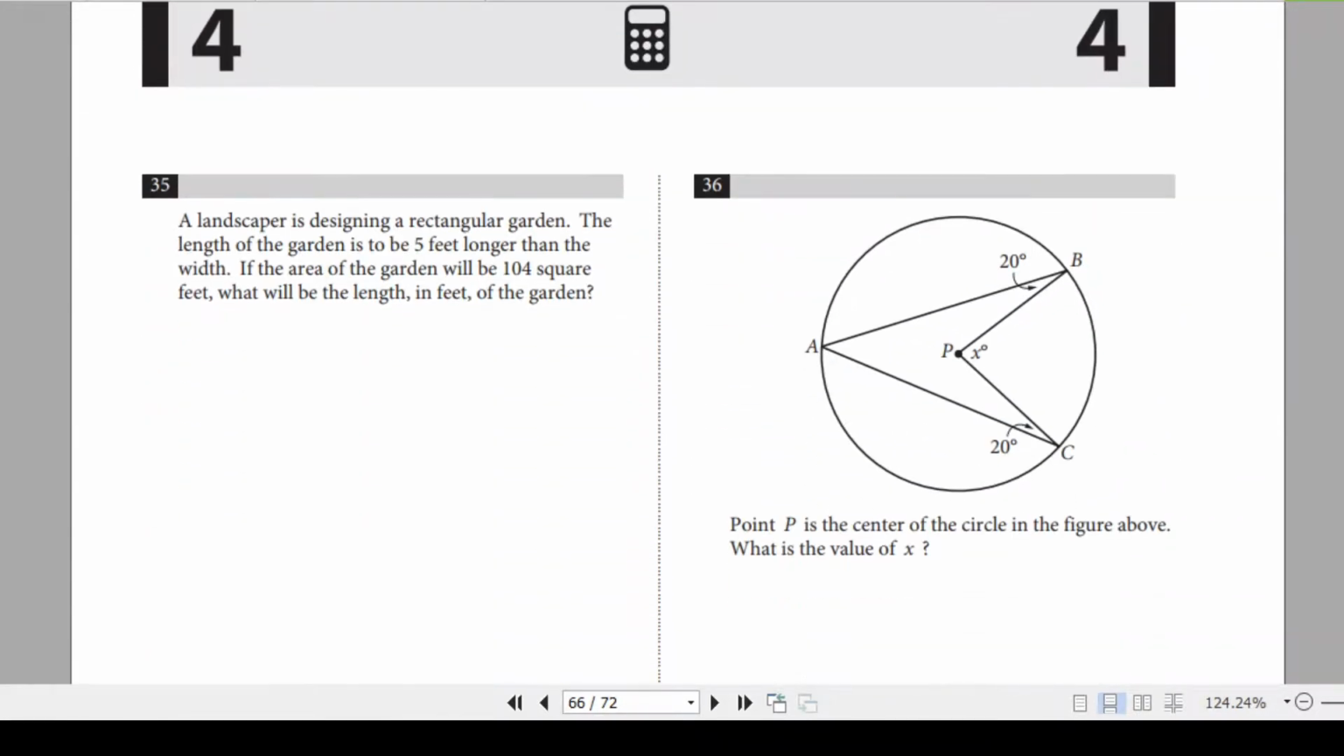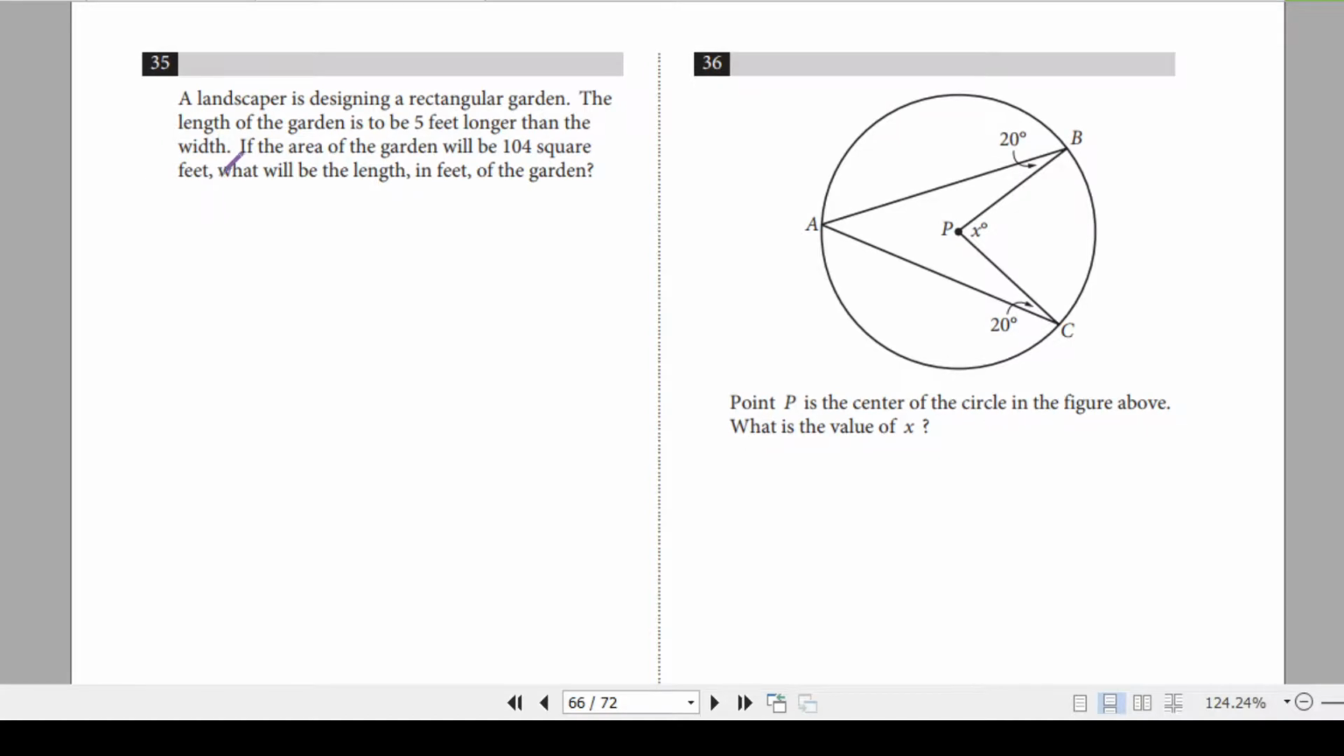35. A landscaper is designing a rectangular garden. The length of the garden is to be 5 feet longer than the width. The length is 5 feet more than width. So the area of the garden will be 104 square feet. What will be the length in feet of the garden? So the two values you will multiply here should give you a product of 104 and should be 5 apart. Like length should be 5 more than the width.